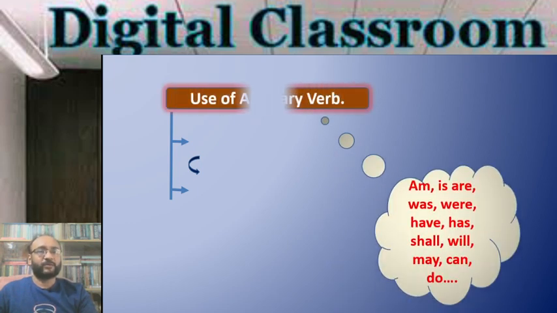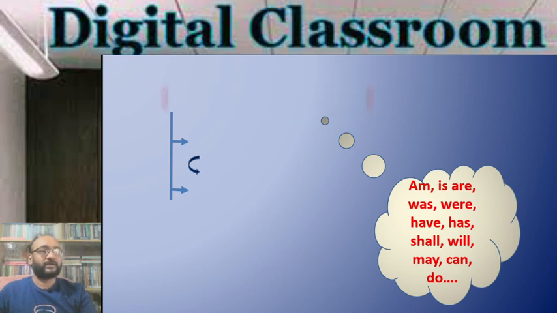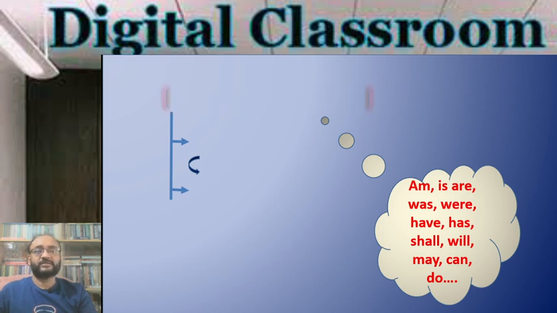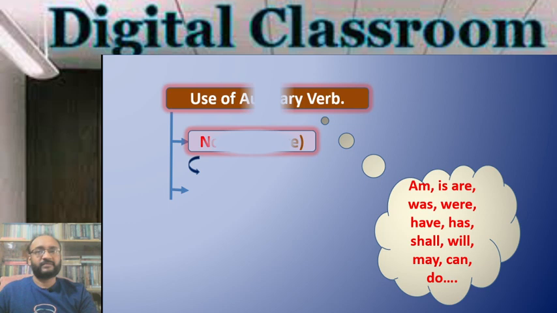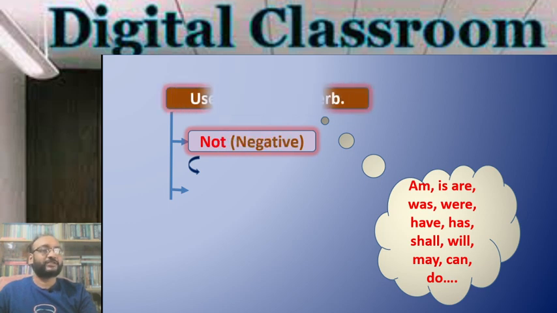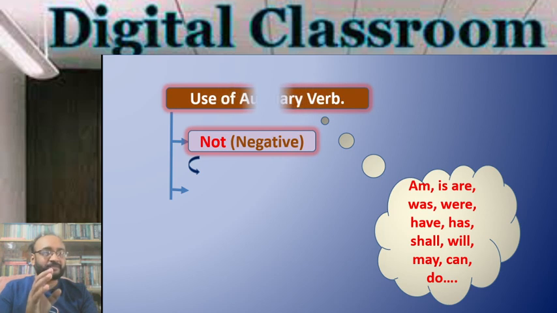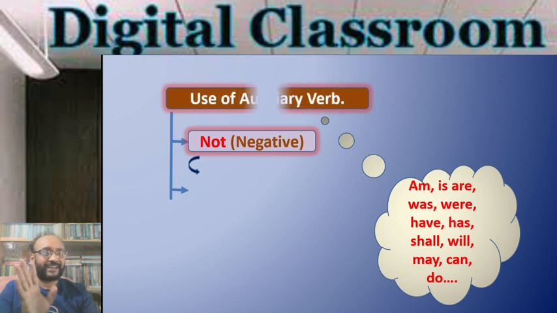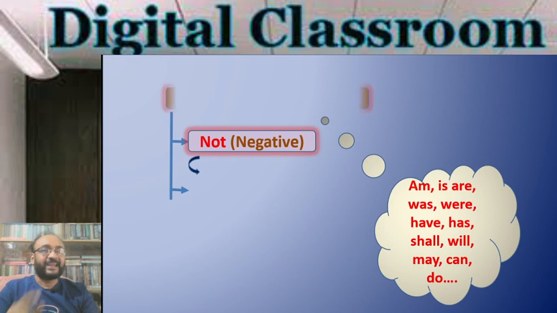Am, is, are, was, were, have, has, shall, will, may, can, do, and many other auxiliary verbs, modal auxiliary verbs and auxiliary verbs also. Without an auxiliary verb, you never use not. You must use an auxiliary verb before not. I do not go. I go not like that. You have to use an auxiliary verb to write not.